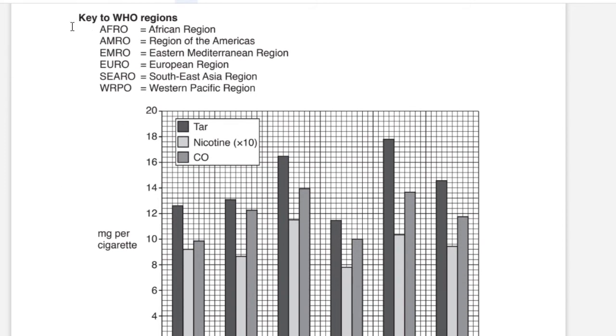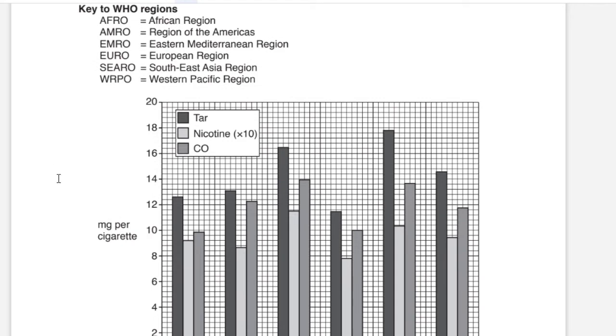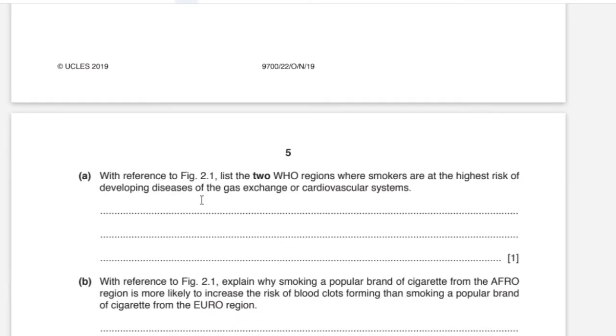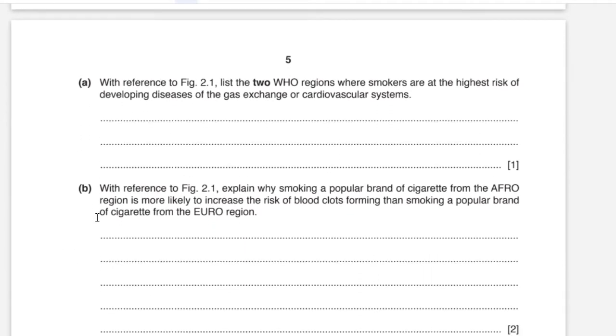And here you have got the key to WHO regions, each with an acronym, where the darkest shaded bars represent the amount of tar, nicotine is the lightest shade, and carbon monoxide is this grayish shade. A. With reference to figure 2.1, list the 2 WHO regions where smokers are at the highest risk of developing diseases of the gas exchange or the cardiovascular system.